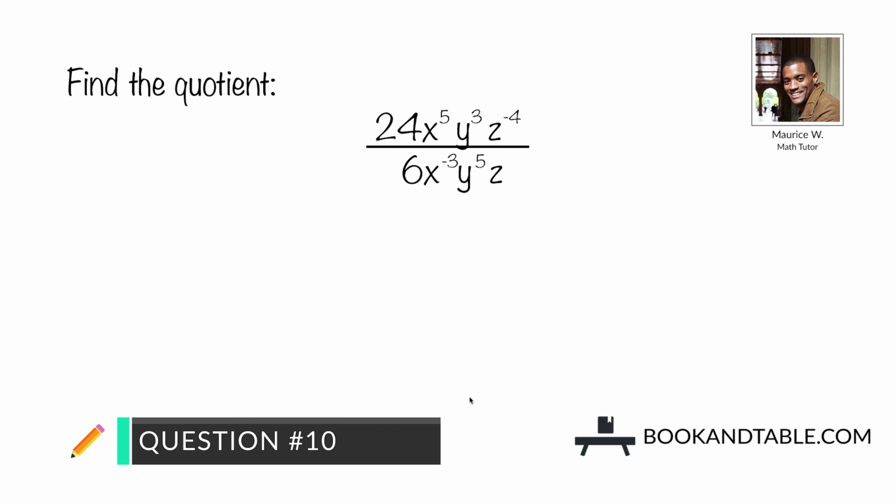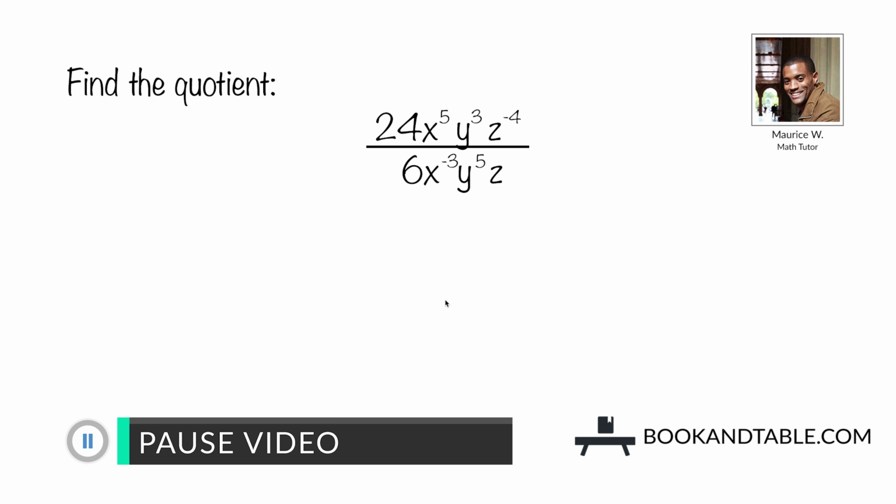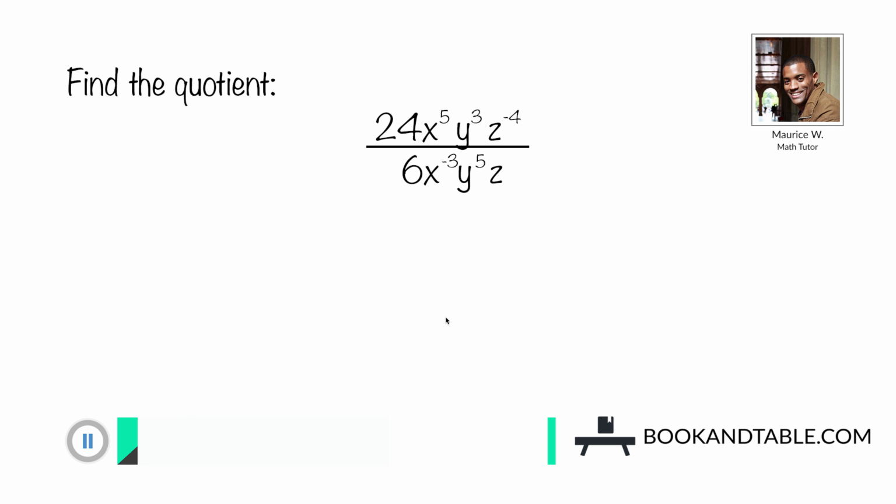Question number 10. Find the quotient of 24x to the 5th y cubed z to the negative 4th divided by 6x to the negative 3 y to the 5th times z. Pause the video, answer this question, and then press play when you are ready to begin.